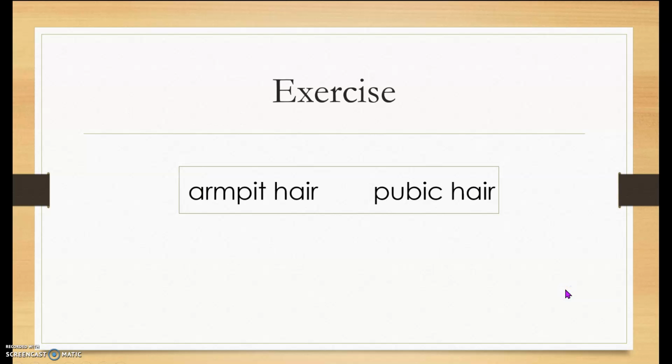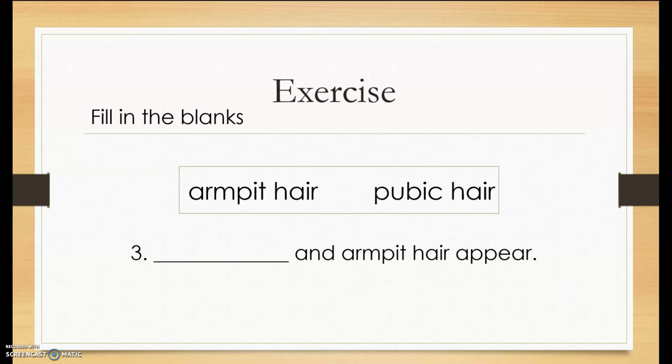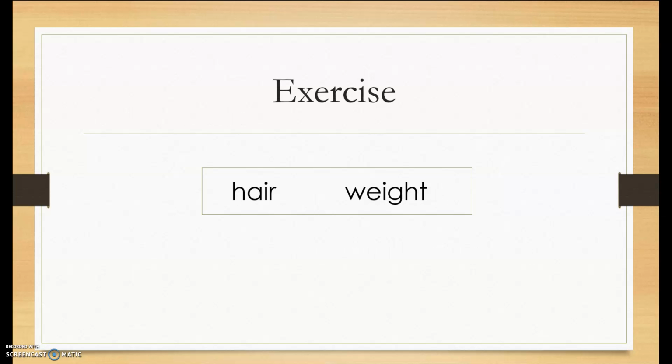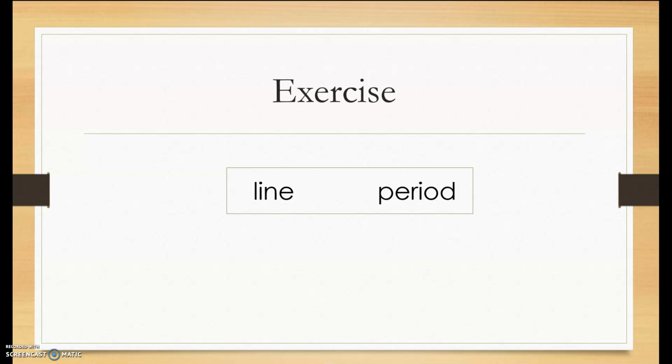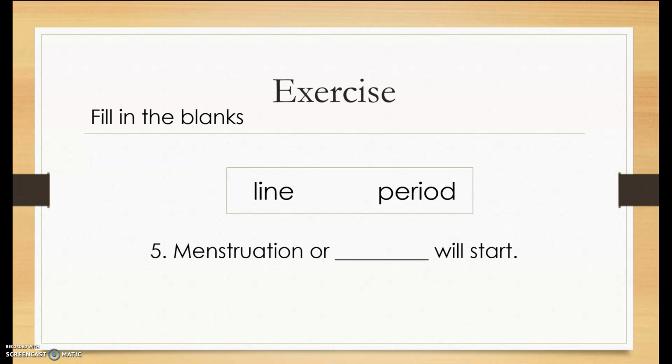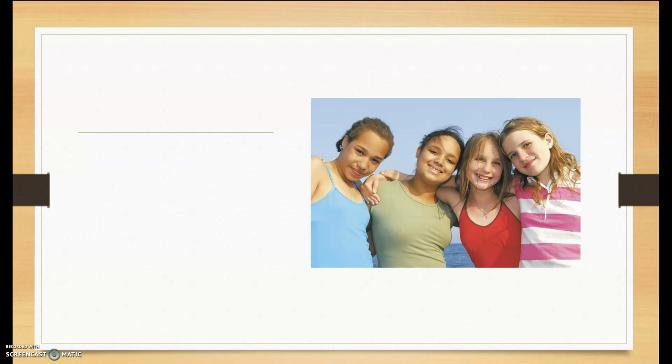And number 3, blank and armpit hair appear. Choose armpit hair or pubic hair. Number 4, height and blank will gain quickly. Hair or weight. And number 5, menstruation or blank will start. Line or period. Just repeat the slide to get the questions again.